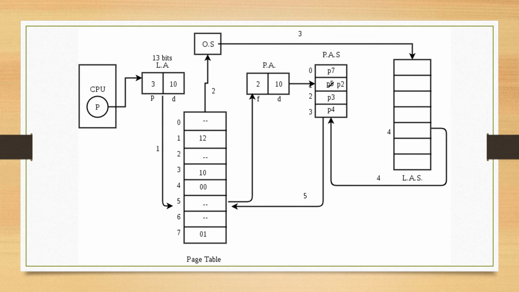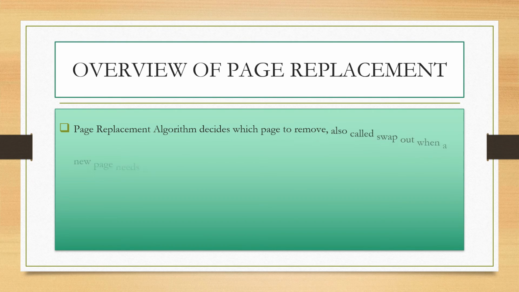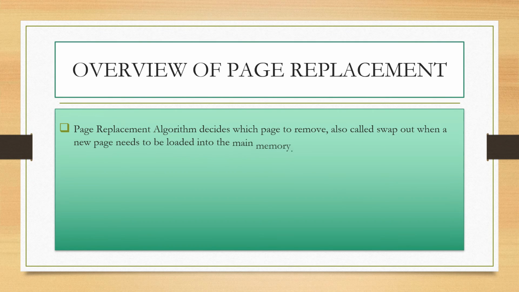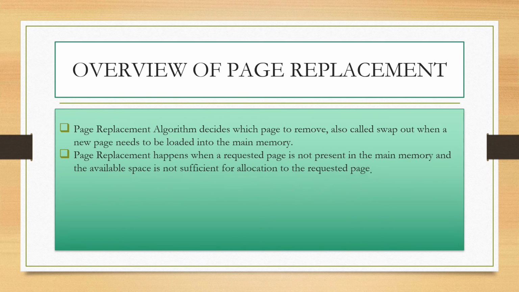A page replacement algorithm decides which page to remove, also called swap out, when a new page needs to be loaded into the main memory. Page replacement happens when a requested page is not present in the main memory and the available space is not sufficient for allocation to the requested page.